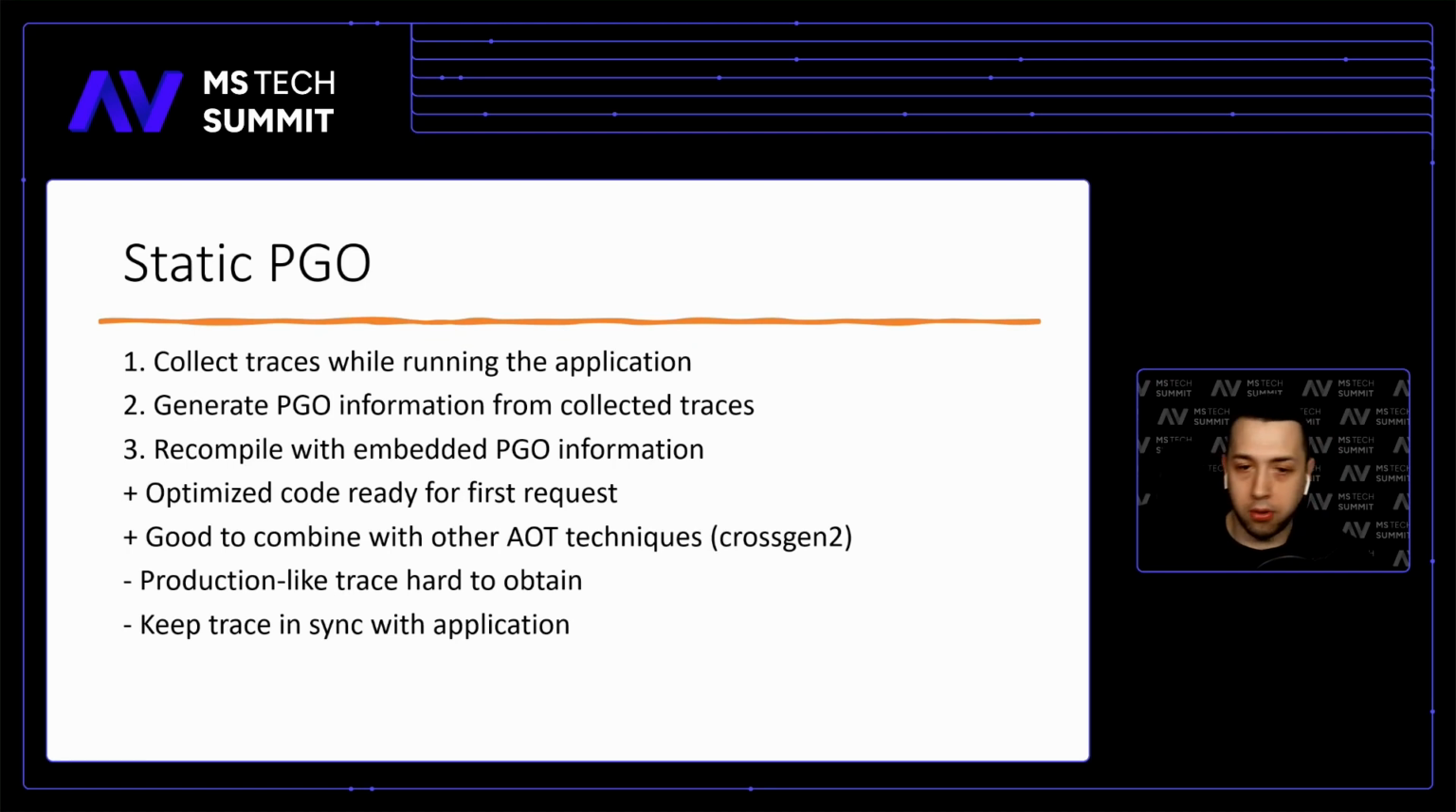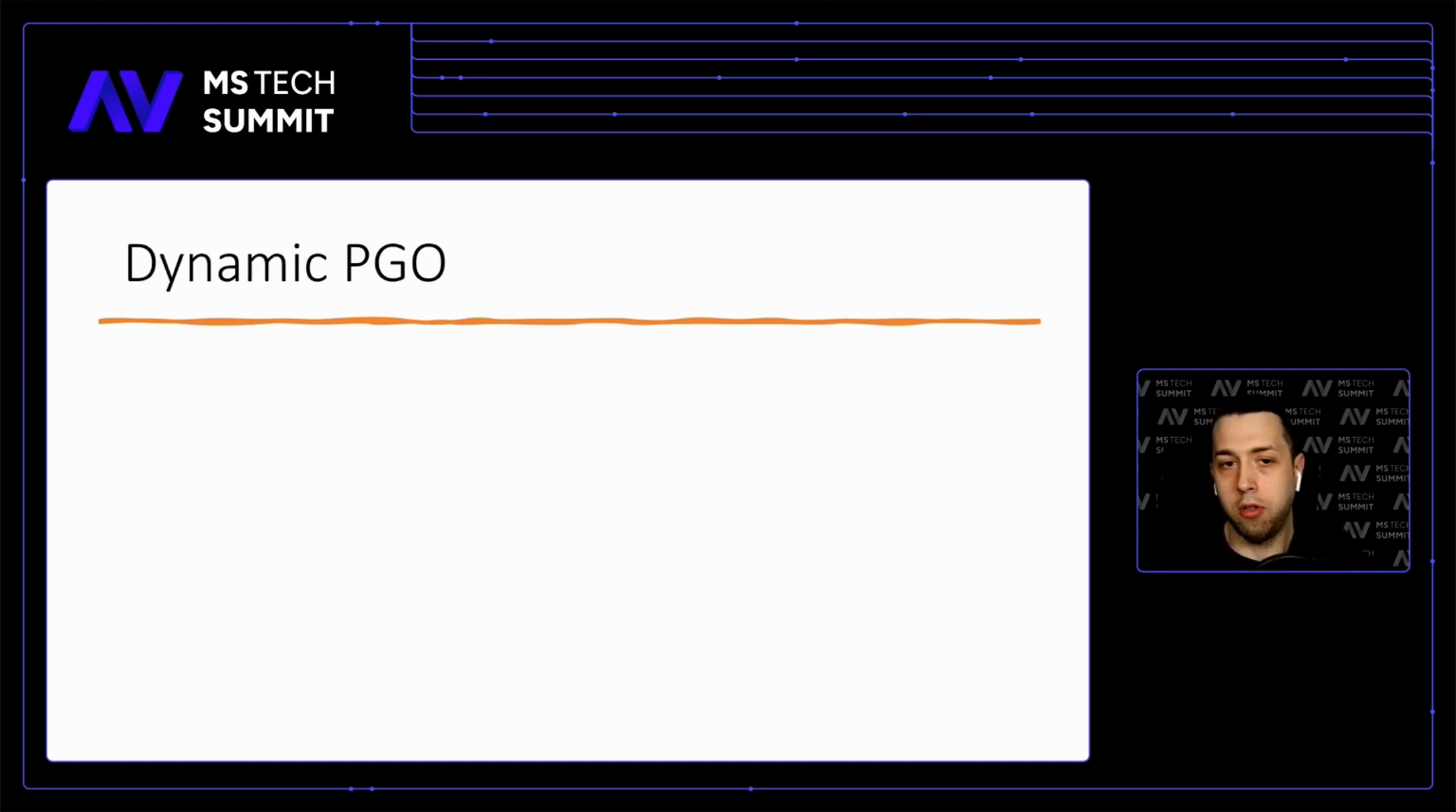So what you also need to do is, once you publish and you collect the traces and you go back and you want to publish again, you need to keep the trace in sync with the actual application. So that can be kind of hard. The solution for this would be dynamic PGO.